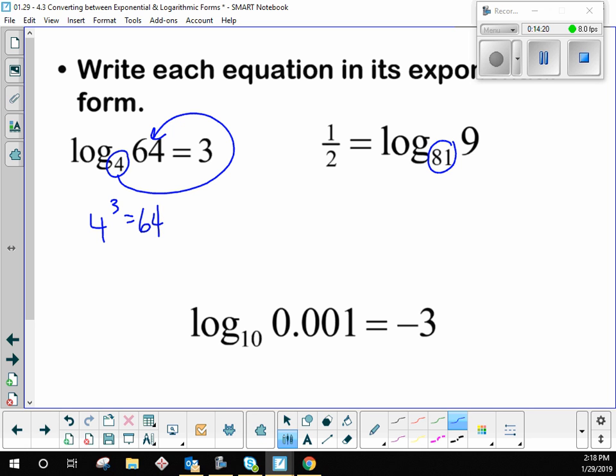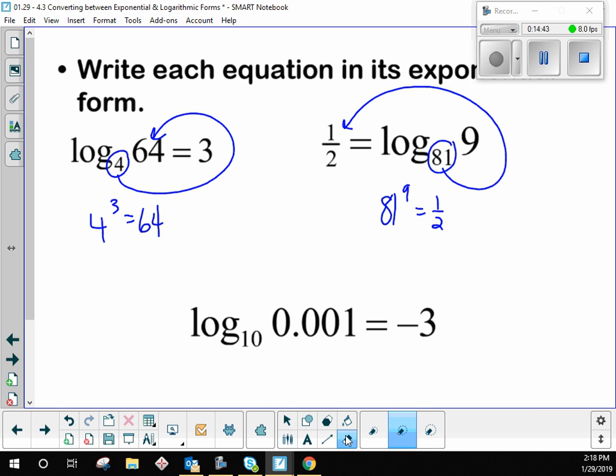here's the base. Now I'm going to show you wrong first, because then I want to explain how you could check it out to see how you did. Wrong would be just autopilot, and you just go to the right like this. And you say 81 to the 9 equals 1/2. But that doesn't make sense, right? 81 times itself 9 times will not equal 1/2. So let's redo that.